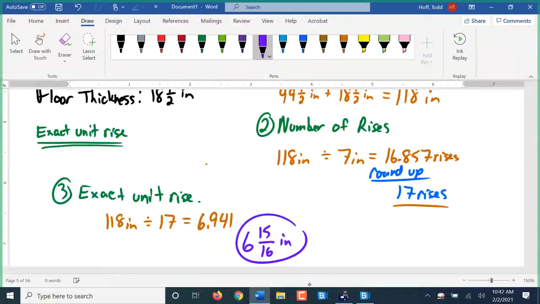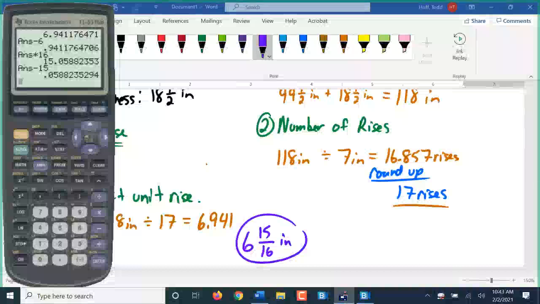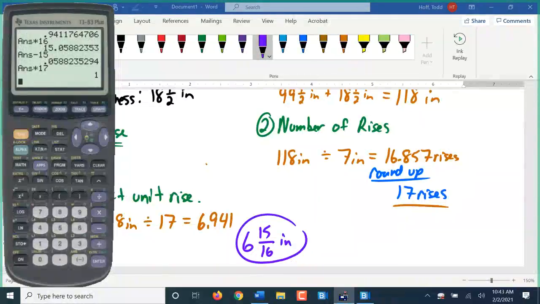Now, since that was 15.05, it was really close to just 15 sixteenths. In 17 rises, that 0.05 that we rounded is going to be less than 1/16 of an inch. So we don't have to worry about doing an adjustment. If you want to look, how do we know how far that's going to be off? Well, what we would do is we would take what we rounded. In this case, that's the 0.05888 that we rounded off of that 15.08. And we could multiply by the number of rises, or 17 rises. That tells us it's going to be exactly 1/16 that will be off on the last step.